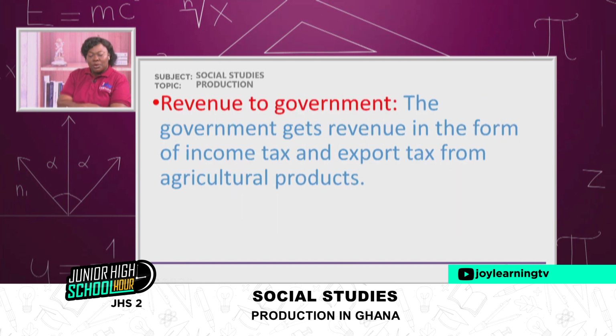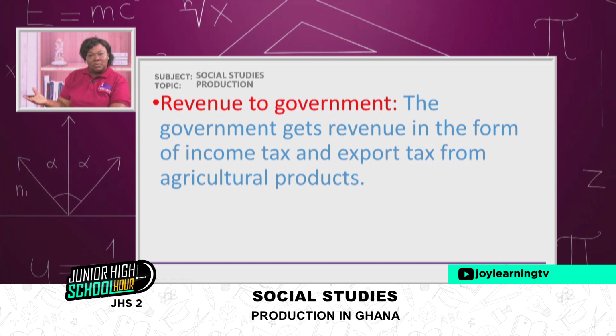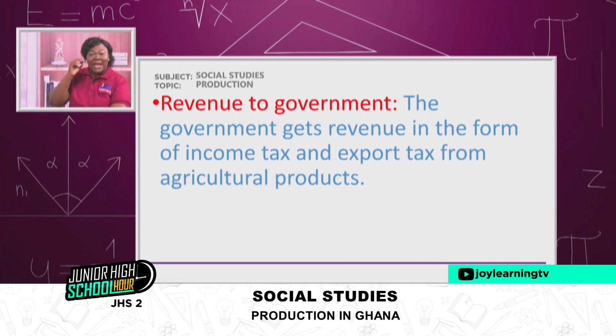Then revenue to the government. Why do we say this? We say this because the government gets revenue in the form of income tax and export tax from the agricultural products. So cocoa, for example, which is in the raw state, when it is processed, what happens? It is exported outside, and then we get what? Revenue from that, or we get foreign exchange from it. And those that we sell locally too, we get revenue because people pay taxes on everything that you buy on the market.